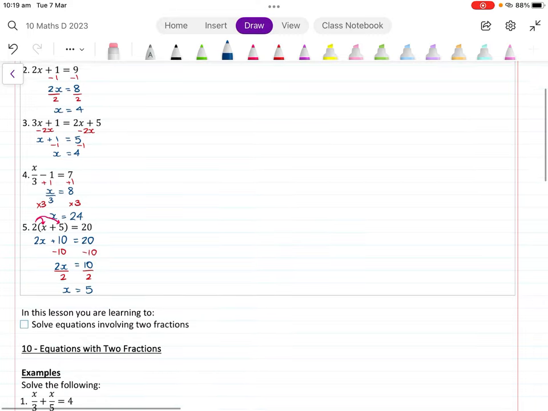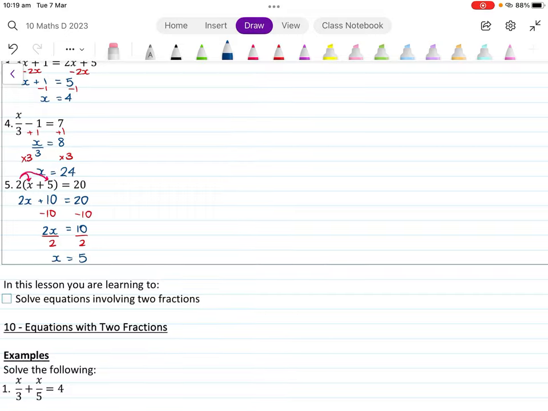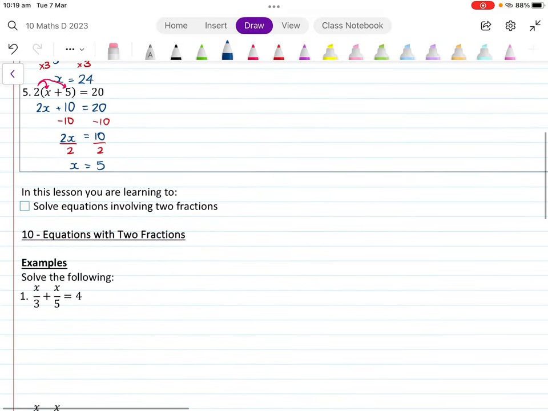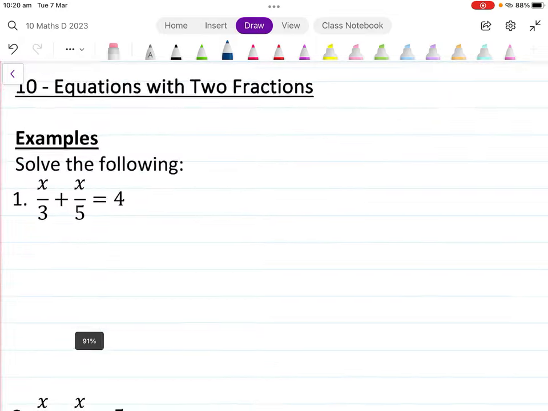So in this lesson today, what we are doing is we're going to solve equations involving two fractions. Now we need to look back at when we looked at algebraic fractions back in the first topic. What we have to do is make the denominators the same for our fractions before we can solve our equation.